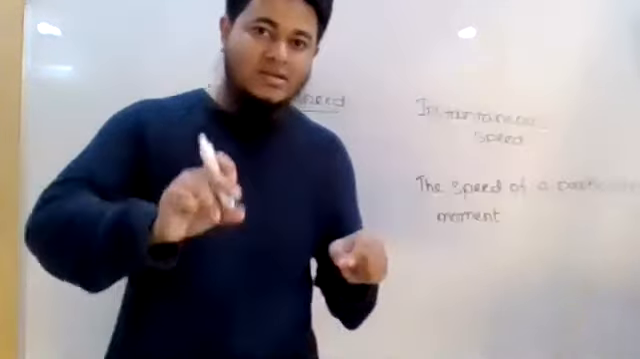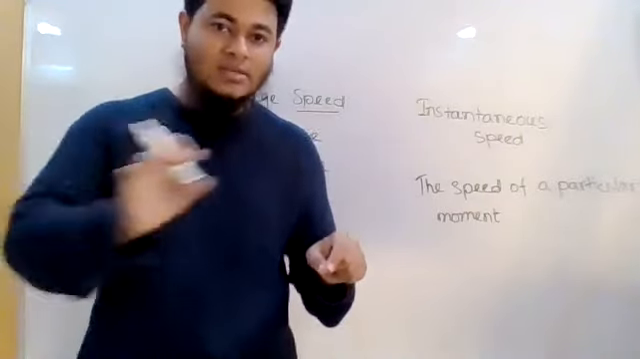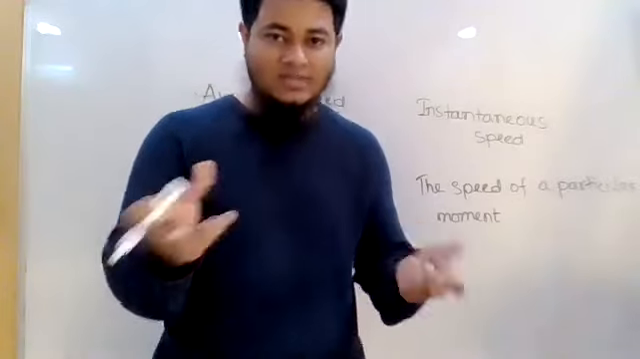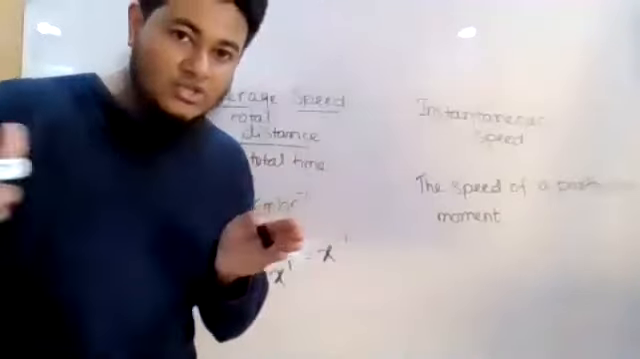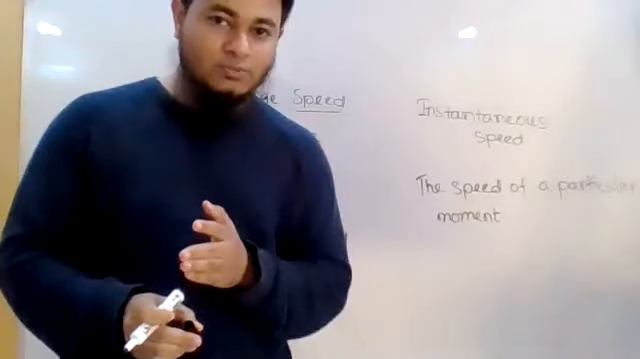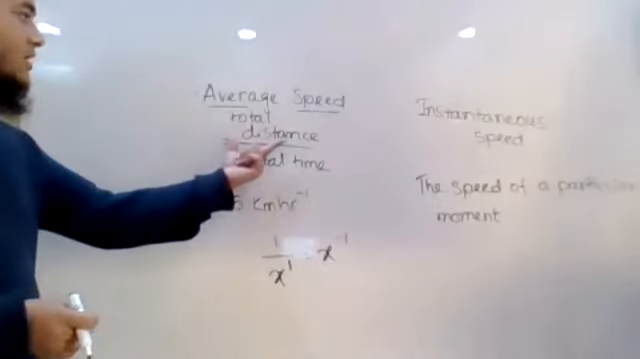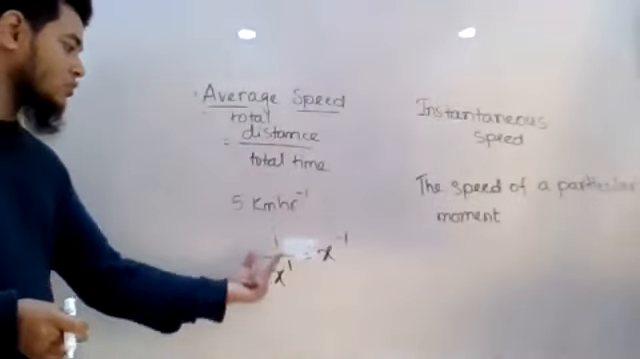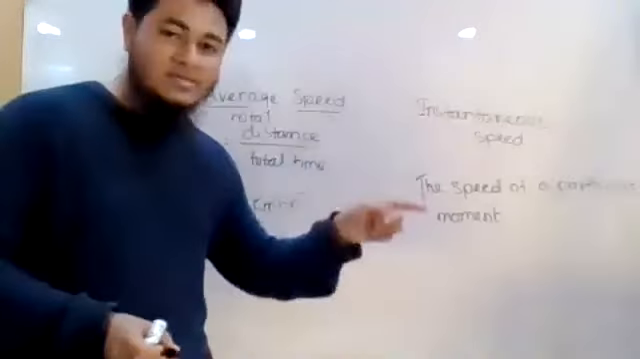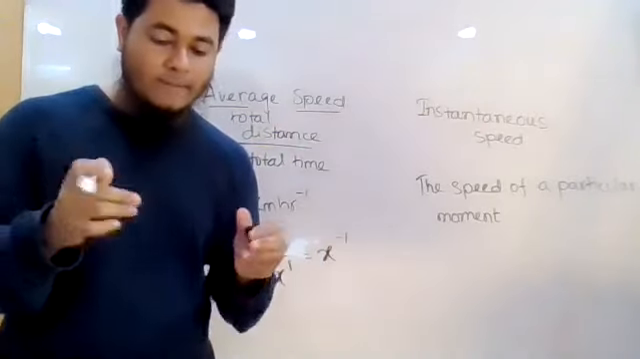So throughout the journey, in every moment, there will be so many instantaneous speeds, right? Sometimes the speed will be 100, sometimes 0, 50, 60, something like that. So in a journey there are uncountable instantaneous speeds, but average speed is only one for the whole journey: total distance divided by total time. For the whole journey we will have only one average speed, but instantaneous speeds we will get so many. Did you understand the concept?